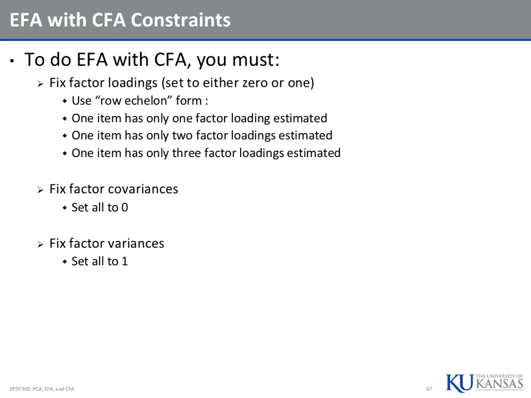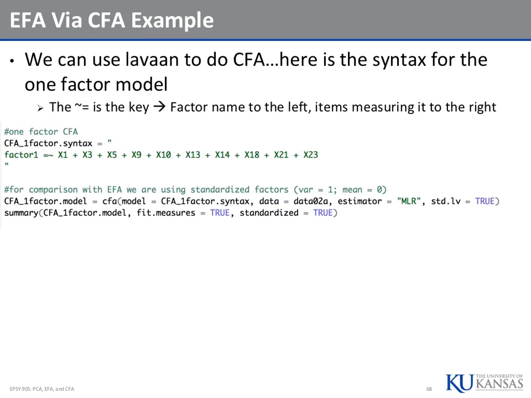If you have 3 factors, then you'll have to take 2 items and have them not load on one of the factors. For 2 items, they get zeros on one of the factors. And for one of those items, they get a 0 on the other one. And I'll show you how this shows up.